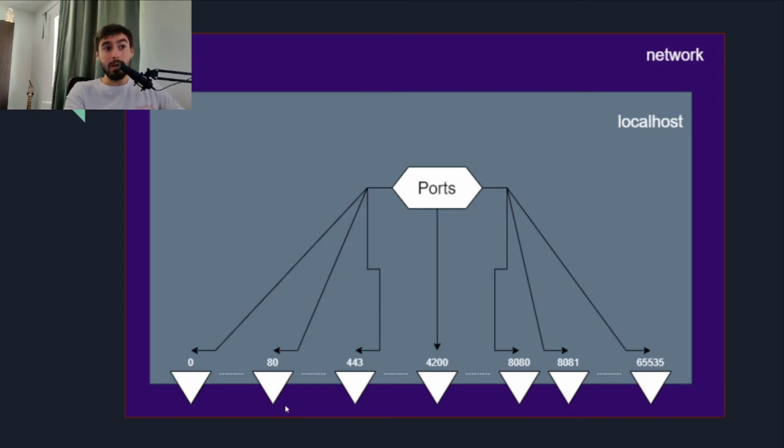Now, some of them are actually famous, like 80 or 443, because they are known to be assigned to a specific protocol. So port 80 is actually HTTP, while port 443 is HTTPS. And if you're interested in other ports which are notoriously known to support a protocol, you can check them online. I'm gonna leave a link below actually for you to do that.